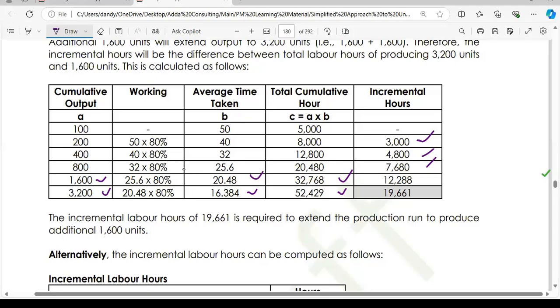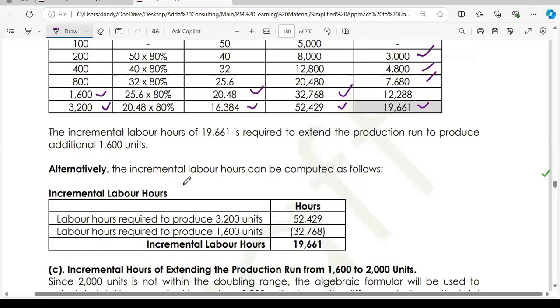So for me to now get the incremental hours, I need to say 52,429 minus 32,768. That is what produced the 19,661. Okay, therefore, the incremental labor hours of 19,661 is required to extend the production run to produce additional 1,600. I've answered the question.